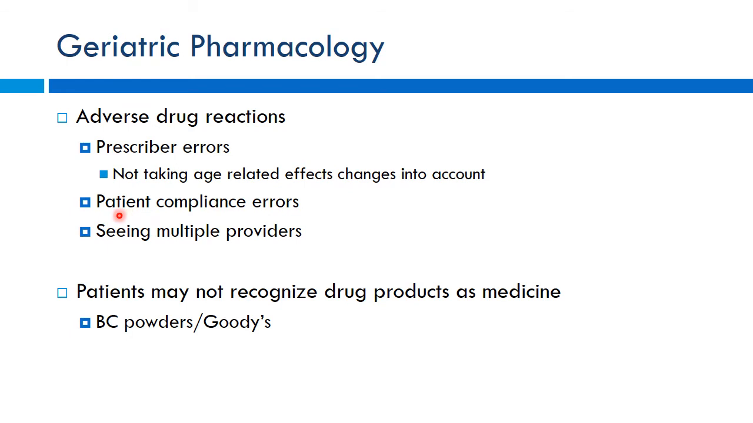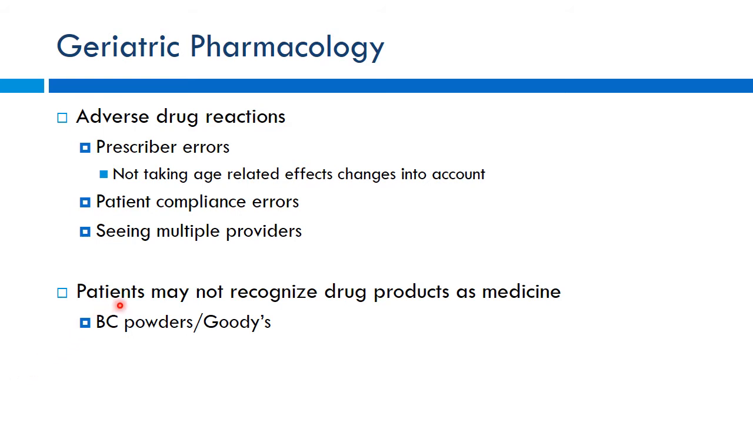Again, due to patient compliance errors, if they're not taking medications like they're supposed to, or they're self-medicating, that can, of course, lead to some issues there, increasing risk for adverse drug reactions. And then finally, seeing multiple providers. This is going back to that problem I mentioned before, where patients are seeing multiple specialists. Everyone's prescribing different drugs for different conditions, and if the right hand's not talking to the left, you can run into some communication errors there and more likely to see issues.